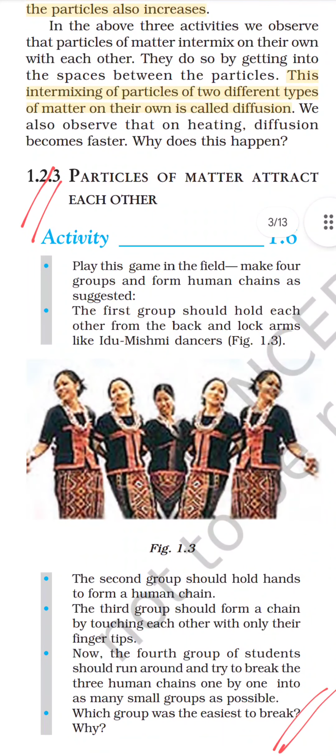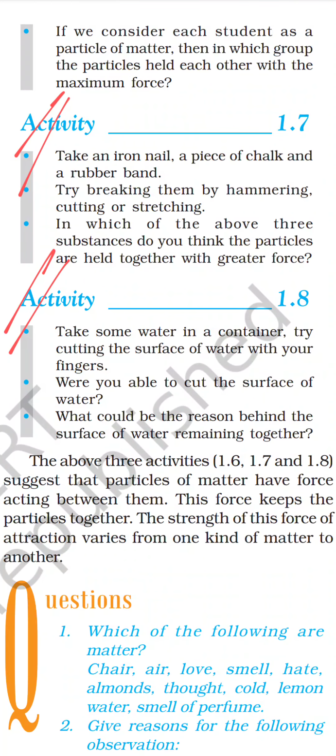Now, the fourth group of students should run around and try to break the three human chains one by one into as many small groups as possible. Which group was the easiest to break and why? If we consider each student as a particle of matter, then in which group did the particles hold each other with the maximum force?